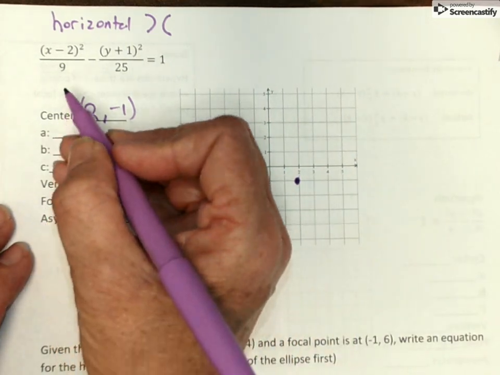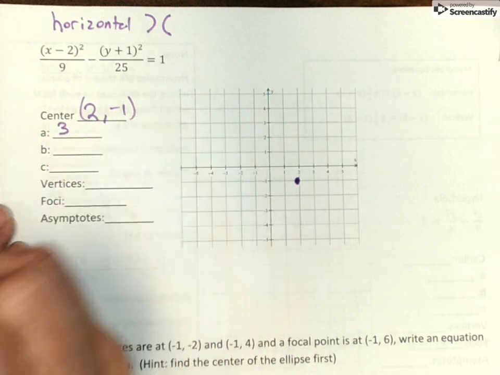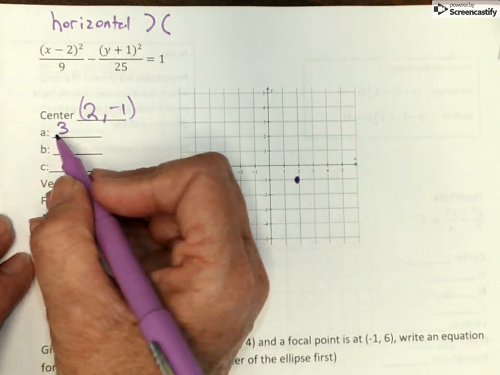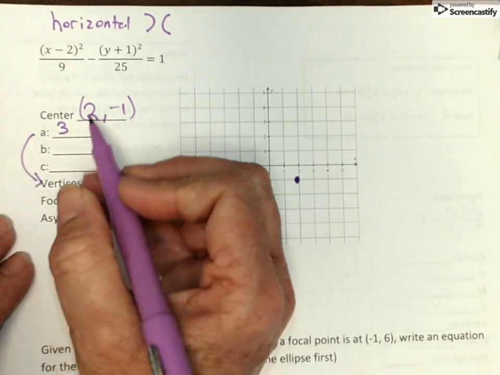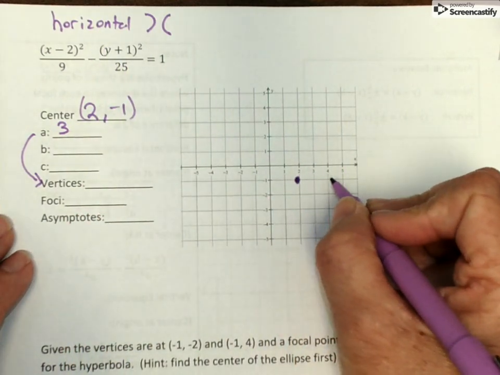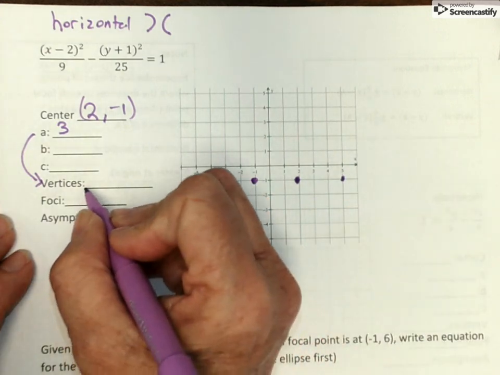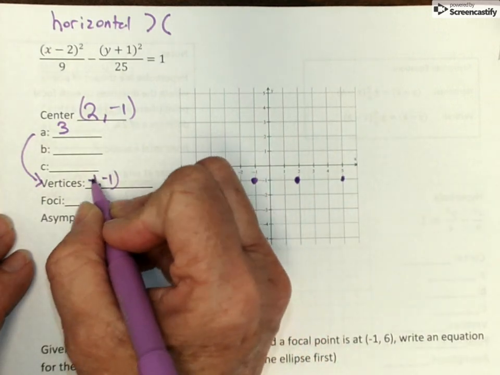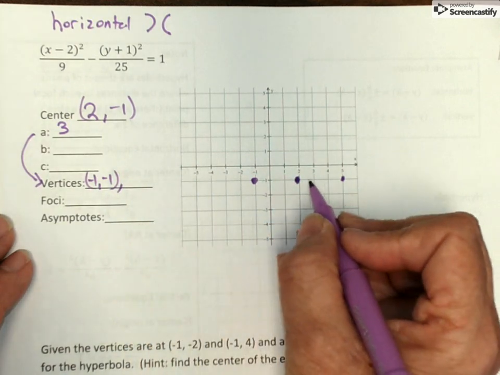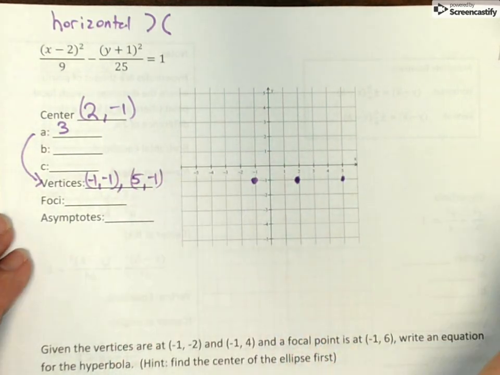The a value is always under the positive term. So the square root of 9 is 3. And that tells me the distance to the vertices from here. So since it's horizontal, I'm going to have to go right and left by 3. 1, 2, 3. 1, 2, 3. So I've got vertices at negative 1, negative 1, and at 5, negative 1.